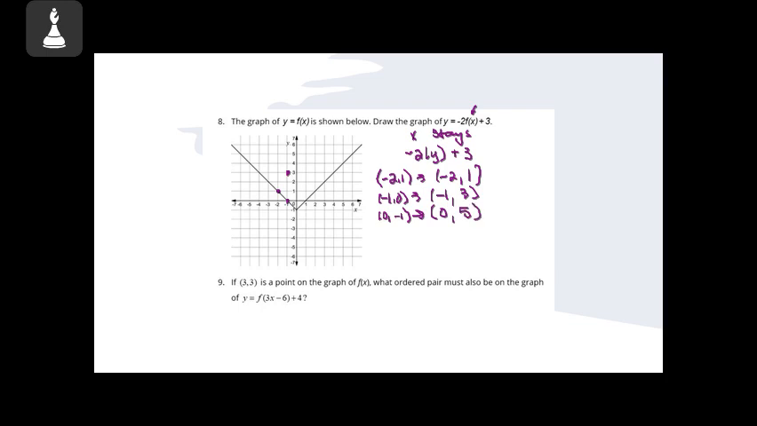Now, we know this is an absolute value graph, so it has to match on the other side. So if I have one point to the V, I can just reflect the other points here, mirror them down to get my new graph.